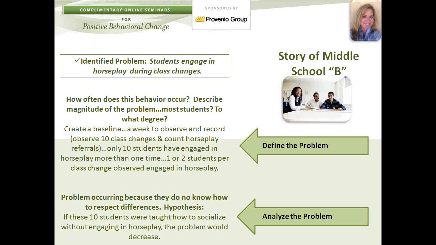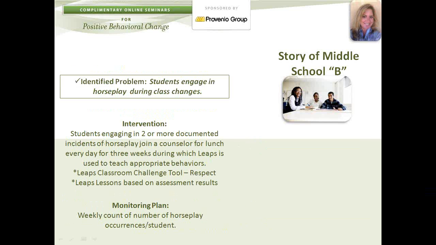So the hypothesis would say something like, if these 10 students were taught how to socialize without engaging in horseplay during this class changes, the problem would decrease. And this step is a very important step because it leads us really into what we should do for the intervention. If you go to the next slide, Julia, we'll see what they actually did.